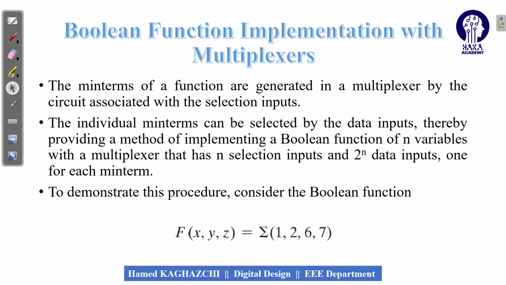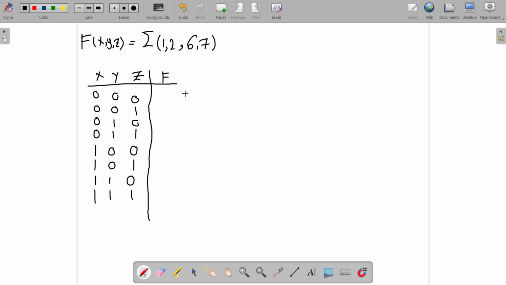Suppose that I have something like this. In this function we have minterms 1, 2, 6, 7. First of all, we have to draw the truth table. Now I will draw the truth table and show you how we can do it. Okay, now I draw the truth table.